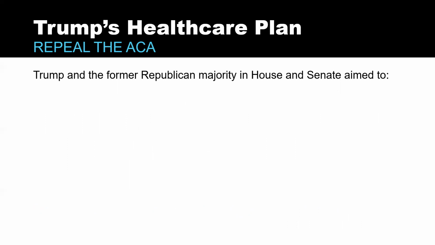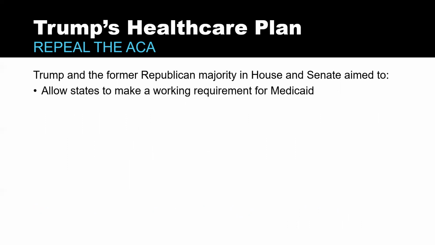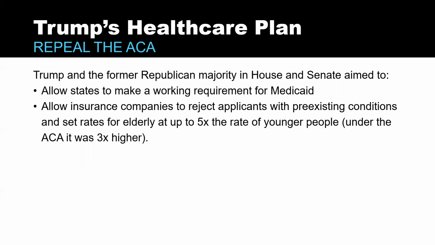So Trump and the former Republican majority in the House and Senate aimed to basically repeal the ACA, which would have included allowing states to make their own requirements for Medicaid, allowing insurance companies to reject applicants with pre-existing conditions, so basically reintroducing experiential rating, and then also set rates for elderly up to 5 times the rate of younger people. So that age factor under the ACA, it was only 3 times the amount of younger people.